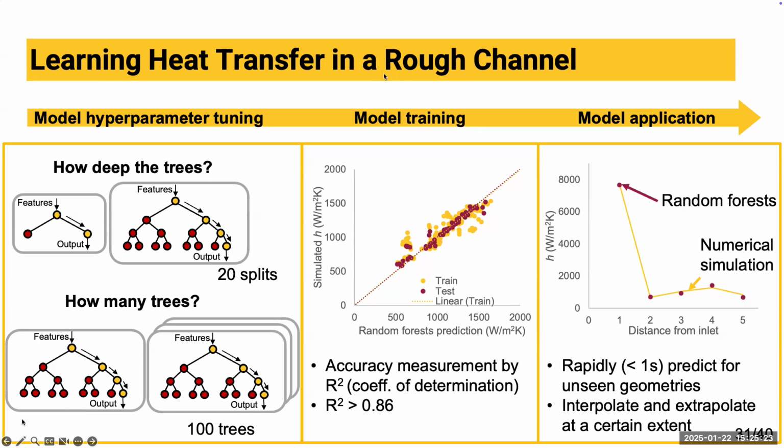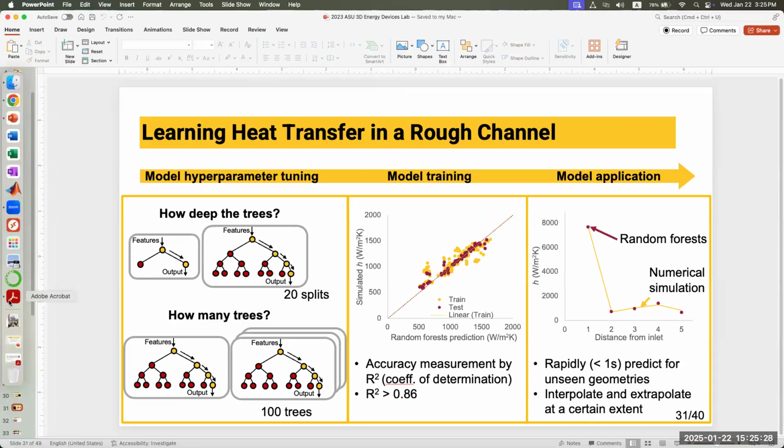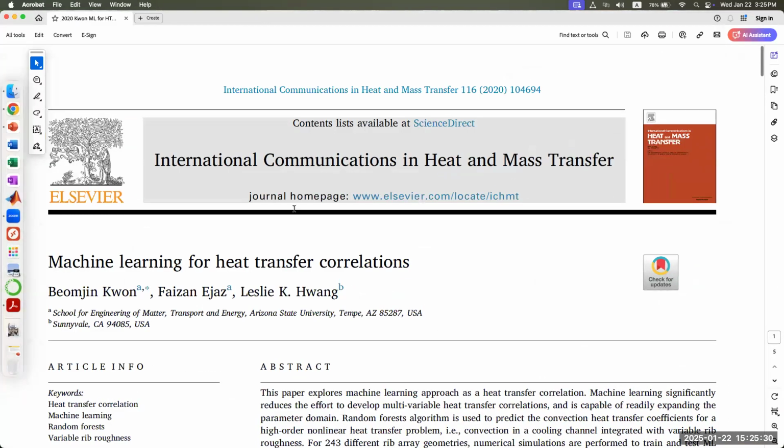This work has been published in a research article, and the title is Machine Learning for Heat Transfer Correlations, and the journal is International Communications in Heat and Mass Transfer. In the next video, we will go through the principle of the random forest model, and in the following video, we will see more details of this research article.